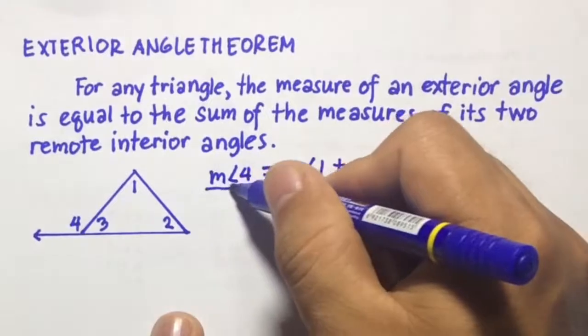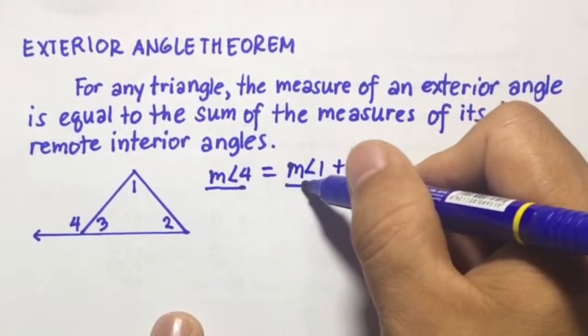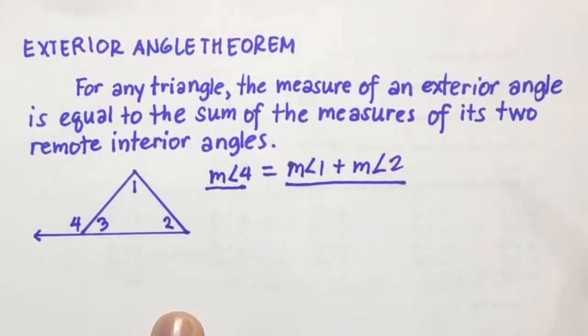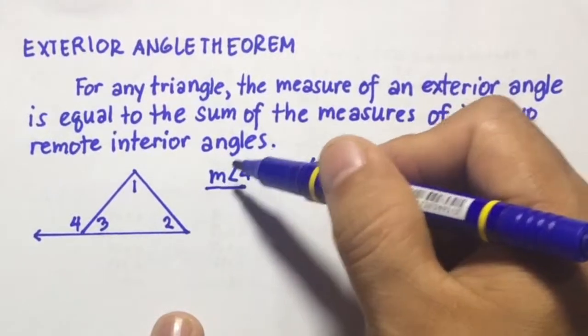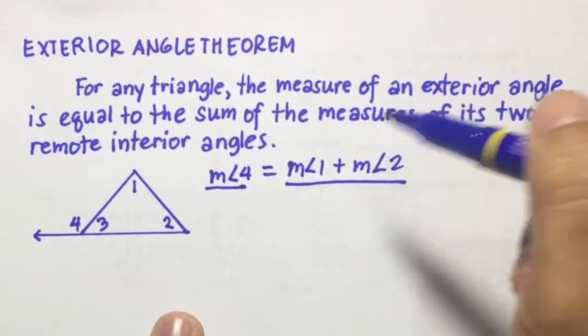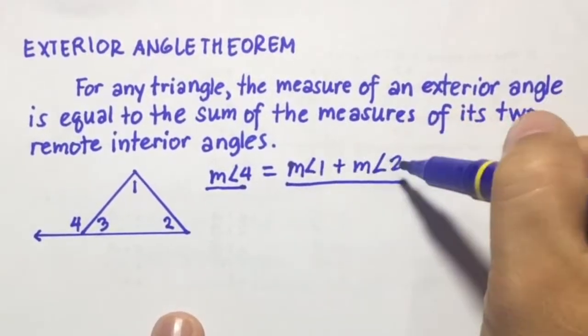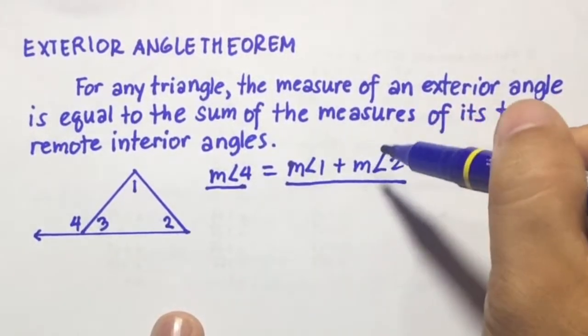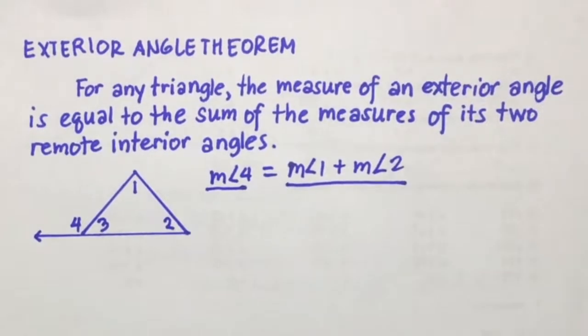So this is the exterior angle, and these are the two remote interior angles. The measure of the exterior angle, angle 4, is equal to the sum of the measures of its two remote interior angles, measure of angle 1 plus measure of angle 2.